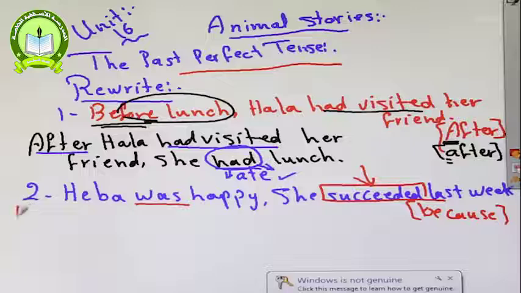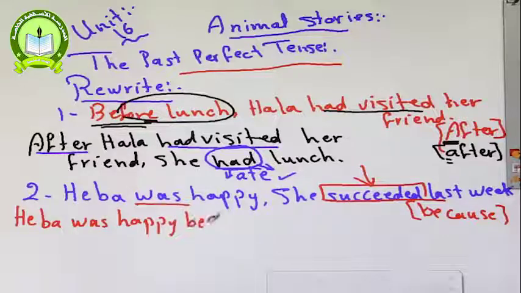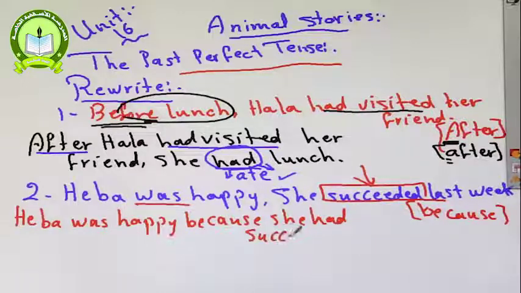So Heba was happy because she had succeeded last week. Why did I do that? Because had succeeded happened before getting happy, and this happened first, so this is the right answer.